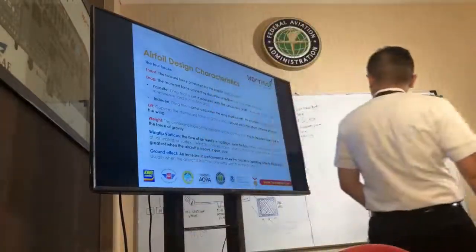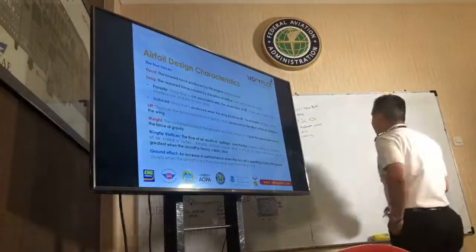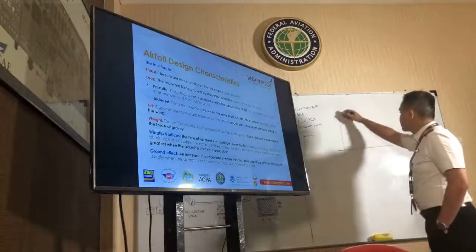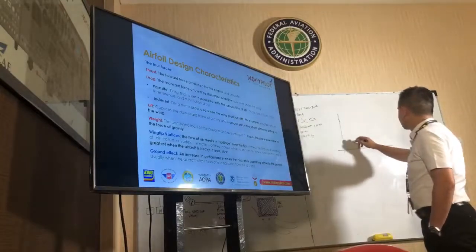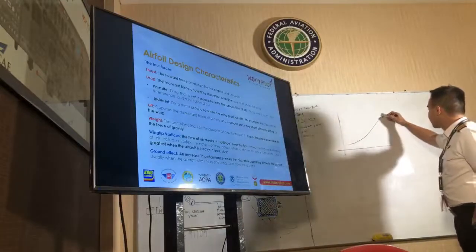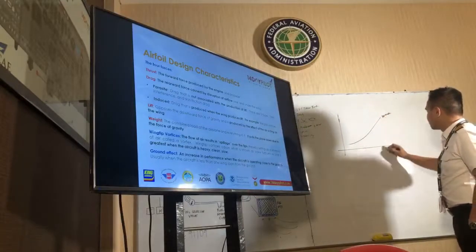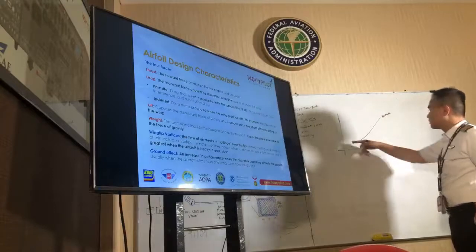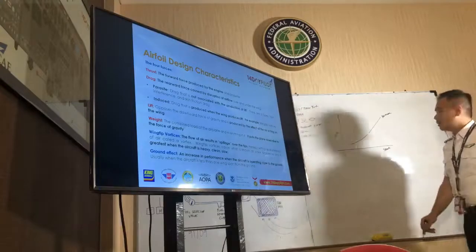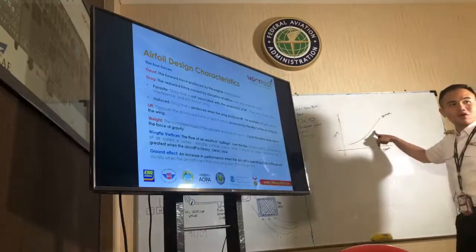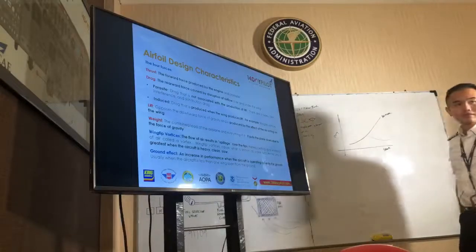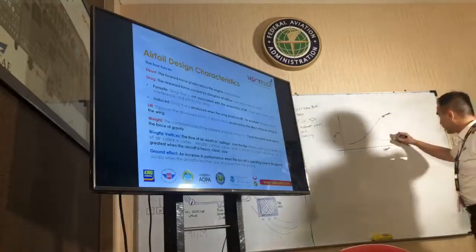So now let's talk about the drag itself. What is this? This is the parasite drag. This is airspeed and that's drag. So the more the airspeed, the more the drag. And how about this? That's for induced drag.